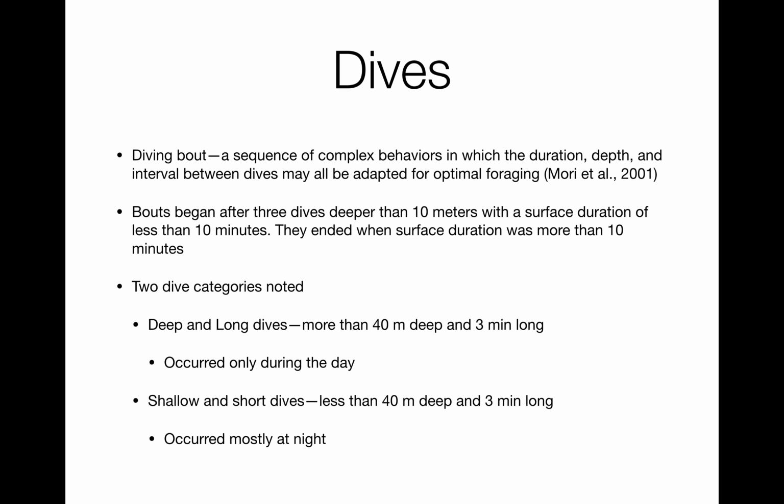Individual dives fell within 2 distinct categories: deep and long dives and shallow and short dives. The deep and long dives were more than 40 meters deep and more than 3 minutes long, whereas the short dives were less than 40 meters deep and less than 3 minutes long. Deep dives only occurred during the day, and at night the dives were shallow and short. This might be due to vertical migration of the prey fish. Overall, heart rate declined when active foraging began, remained steady during the day when deep dives occurred, and increased at night when foraging decreased.